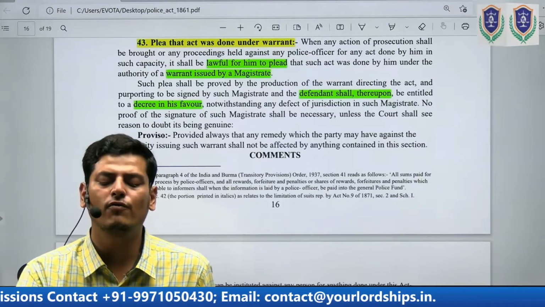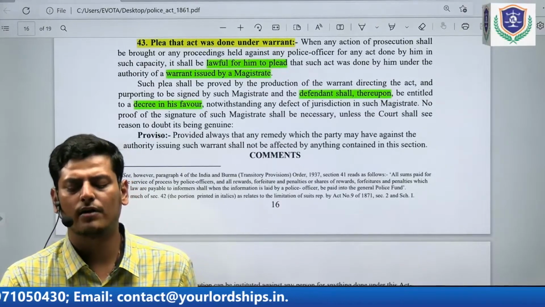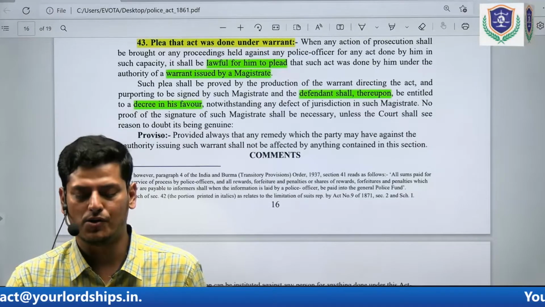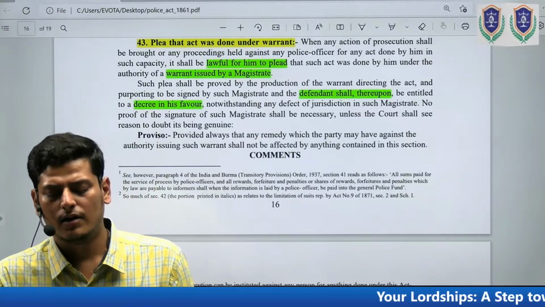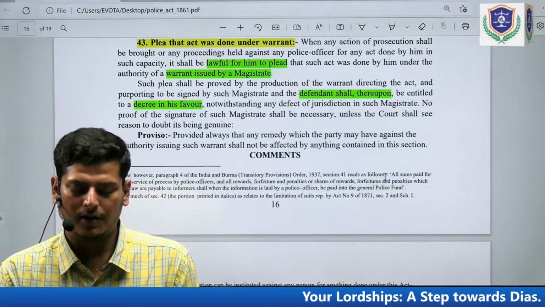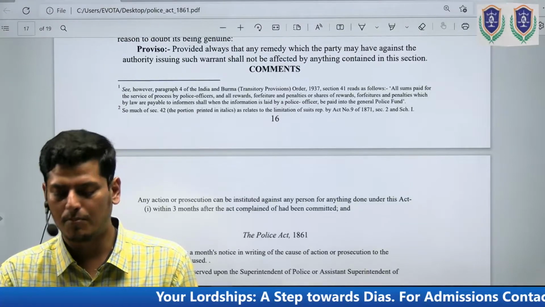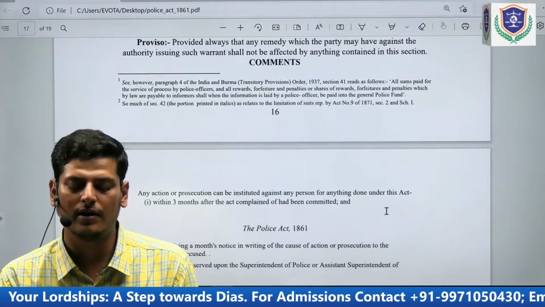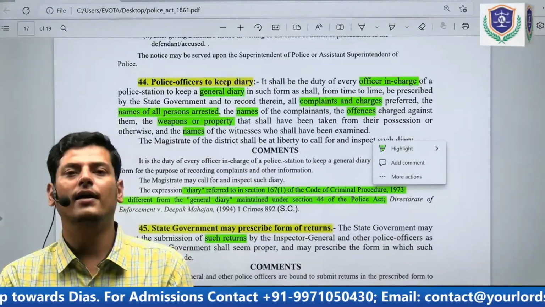So this plea the police officer is entitled to take. It shall be lawful for him to plead that any act that has been complained of was done by him under authority of a warrant issued by a magistrate. And he is required to produce the warrant, and then accordingly the decree can be drawn in his favor. Provided always that any remedy which the party may have against the authority issuing such warrant shall not be affected by anything contained in this section. Remedy is not affected.